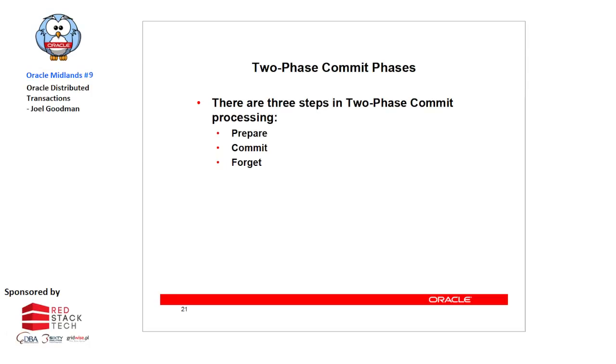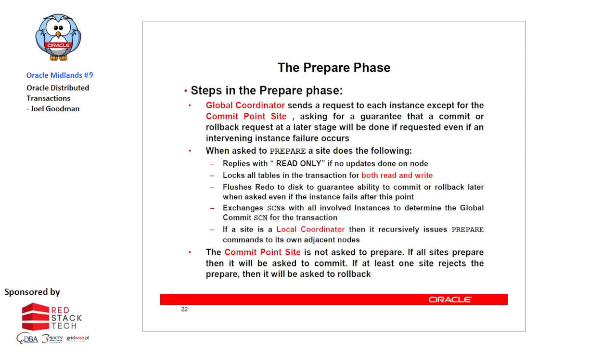And this is what happens in a prepare. The global coordinator sends a request to each instance except for the commit point site. I've described over there what it means when we do this prepare. This is what the site does: replies with read only if no updates are done. If we didn't update anything, we've only queried, even though we're in the distributed environment, well, that means we don't have to get a commit sent to us later. After all, you could have a distributed transaction and you also query in database F, but nothing got updated there.